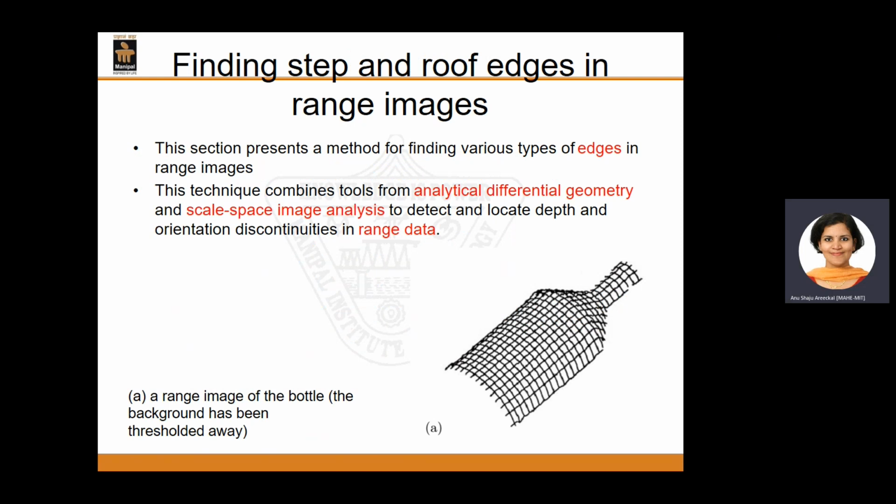So this is a method of finding the edges in range images. Here we see an example of a range image of a bottle, after pre-processing and thresholding the background. This is how we have obtained the range image of a particular bottle, and you want to find out what the edge of the bottle is. So let us see how we can go about this.